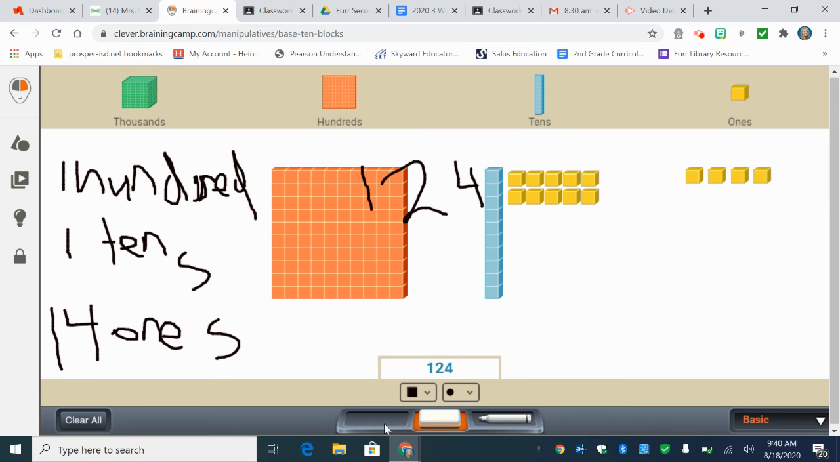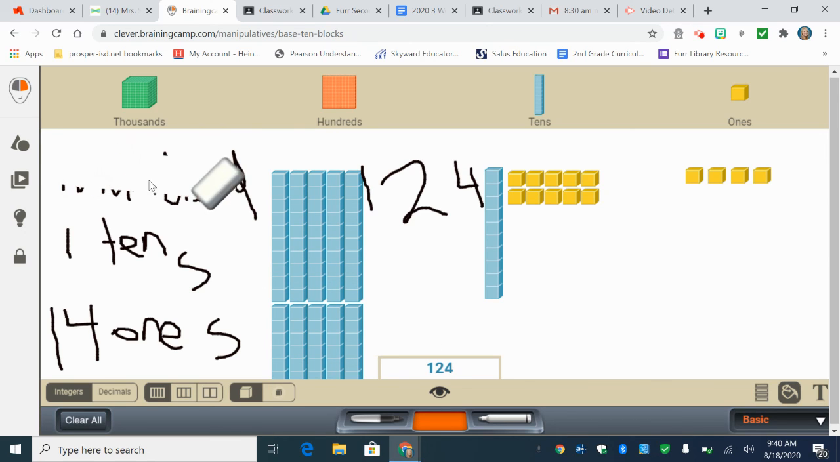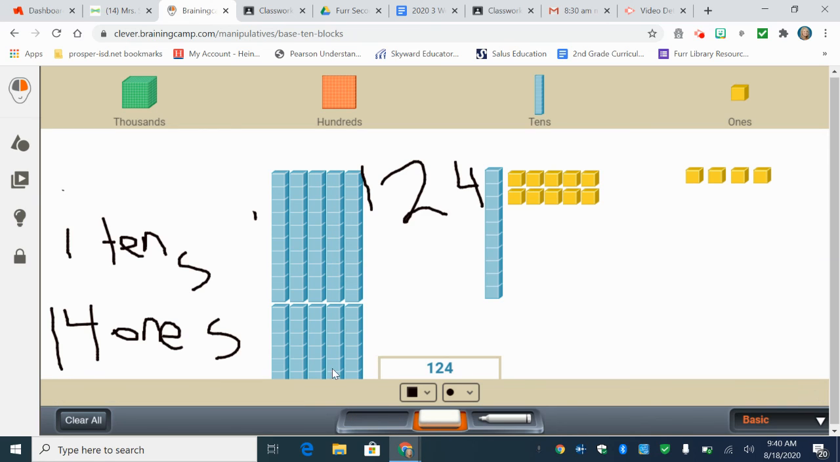I could even change it up and change out my hundreds. Check this out. What if I break this up? I could change that to having no hundreds, right? I could have no hundreds in here. And then I actually have 11 tens and 14 ones. But do you see, even though it looks different, it's still the same number. We call that non-standard ways.